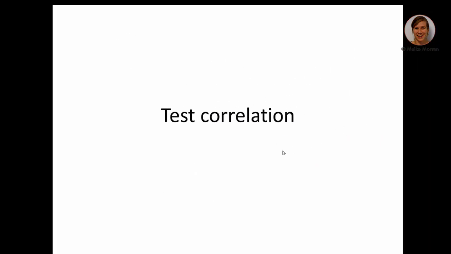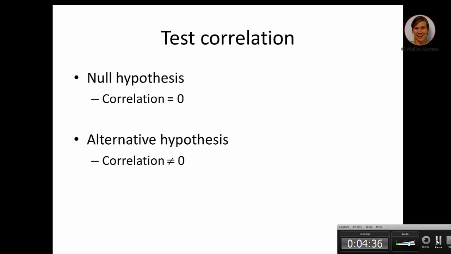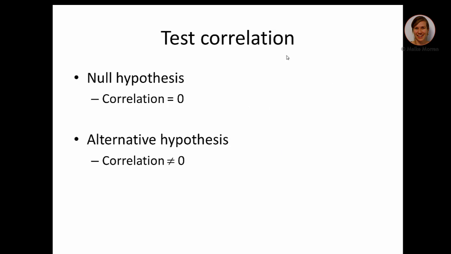By testing correlation, we want to see whether two variables are related to each other. We test the null hypothesis that correlation is zero, meaning that the two variables have nothing in common. If we can reject this null hypothesis, we can accept the alternative hypothesis that the correlation is not zero.